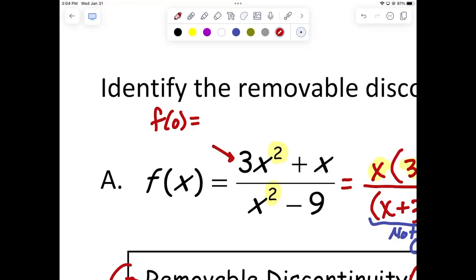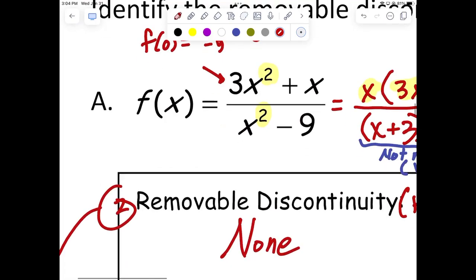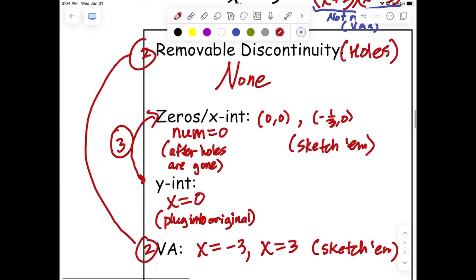Now, the reason you want to plug into the original is because of this. Every term that has an x in it, when you plug in a 0, becomes 0. So in the top, I get 0 plus 0, which is 0. And in the bottom, I get 0 minus 9, which is -9. And of course, what's 0 divided by -9? 0, yeah. 0 divided by any non-zero number is 0. Now, that gives me another point, doesn't it? That means that the y-intercept is the point 0, 0.